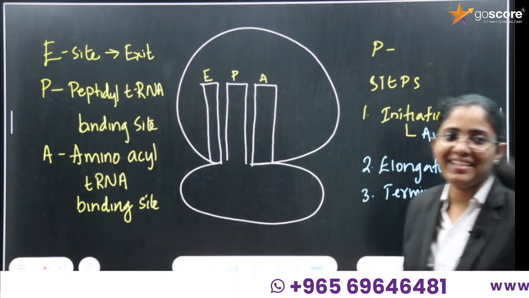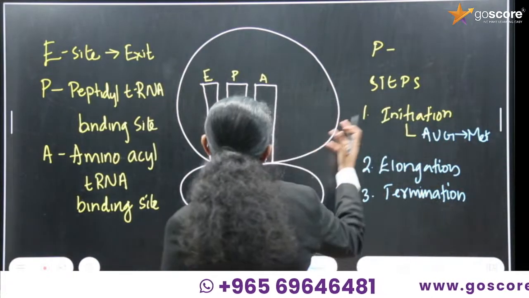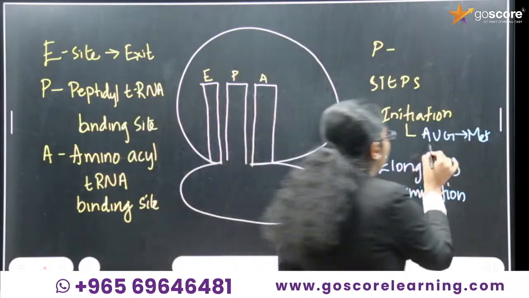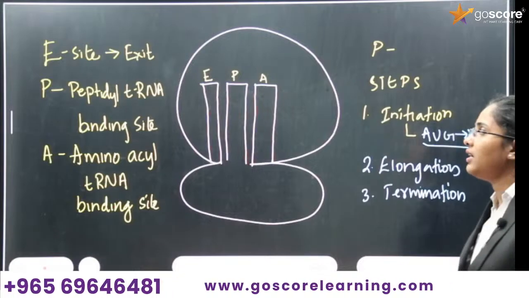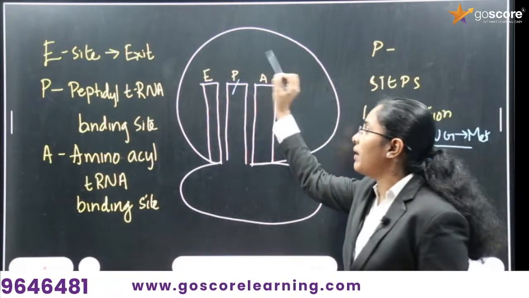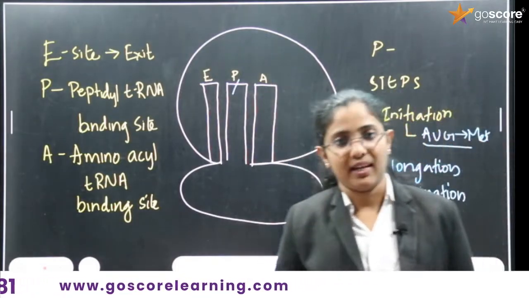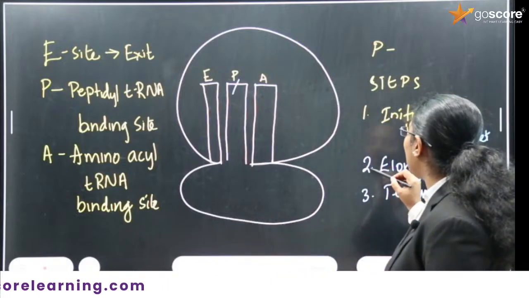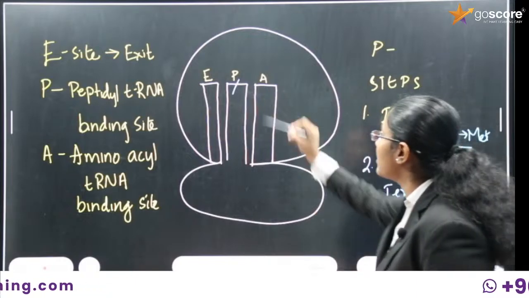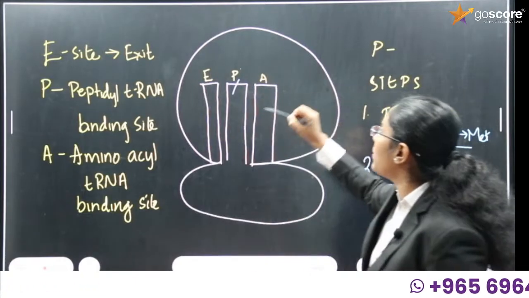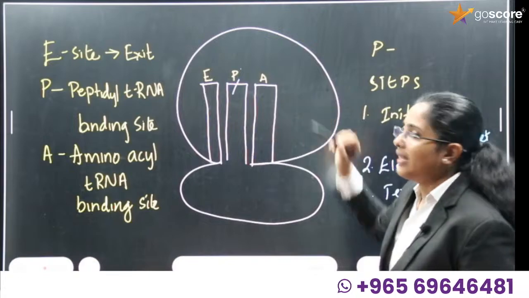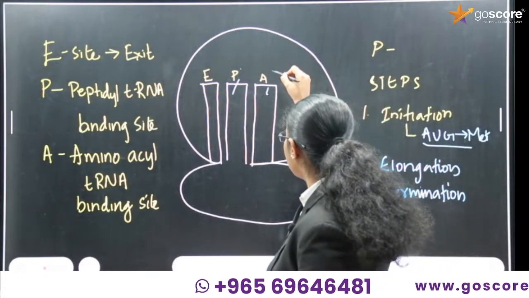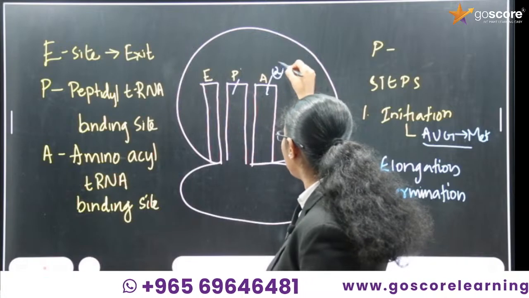In the initiation process, what happens? AUG is the start codon for the first amino acid. This will come and bind to which site? The P site. Okay, so what is the second step? Elongation. The first amino acid is here now. The second amino acid will come to which site? The A site.